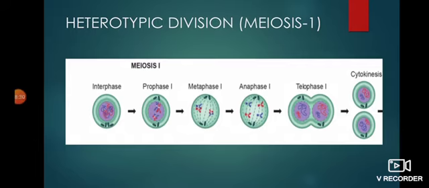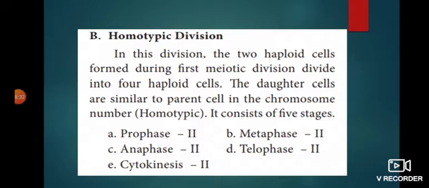Then you see the second division, that is homotypic division or meiosis 2. In this division, the two haploid cells formed during first meiotic division divide into 4 haploid cells. The daughter cells are similar to the parent cell in the chromosome number, so it is called as homotypic division. It consists of 5 stages: prophase 2, metaphase 2, anaphase 2, telophase 2 and cytokinesis 2.